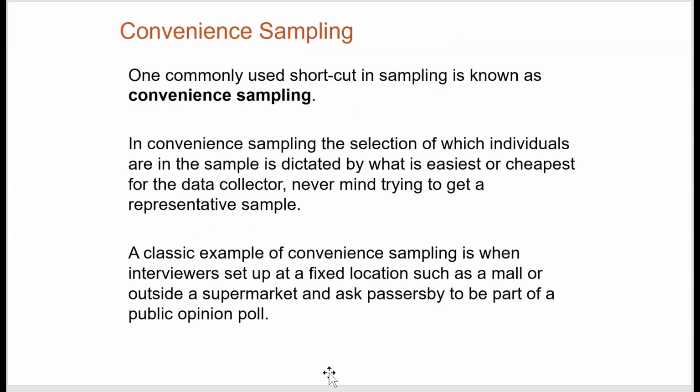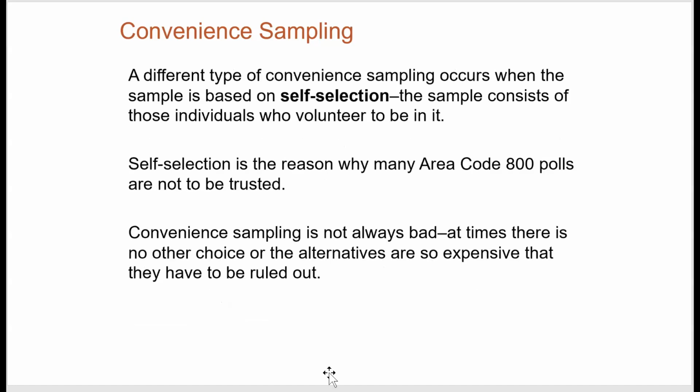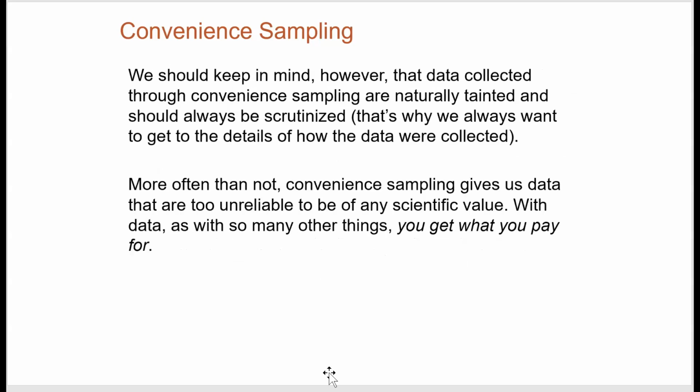So now let's talk about how you could sample. There's convenience sampling. This is a shortcut. Basically, you're standing wherever is the most convenient where your sample could be, and you're just asking people. You're standing at a fixed location, and you're getting answers in a convenient manner. It's the cheapest, quickest way to gather data. The problem is that it's self-selection. People can decide whether or not they want to participate, and it's not always bad, but it's not always good either.